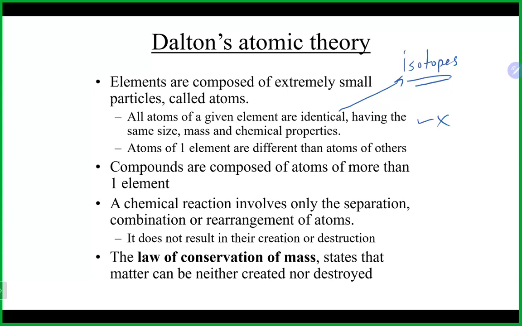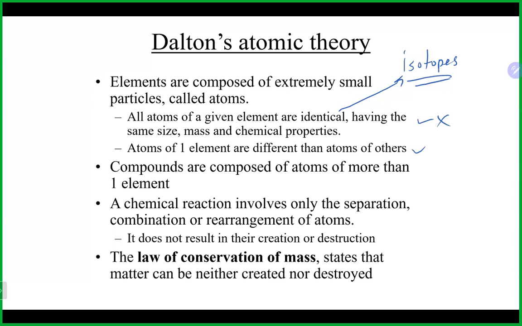So the existence of isotopes disproved that part of Dalton's atomic theory, that every atom of every element is identical to each other. Atoms of one element are different than atoms of another, so that is still good. Obviously if you had an atom of carbon, it is different than an atom of iron. It has different masses, protons, neutrons, and so forth.